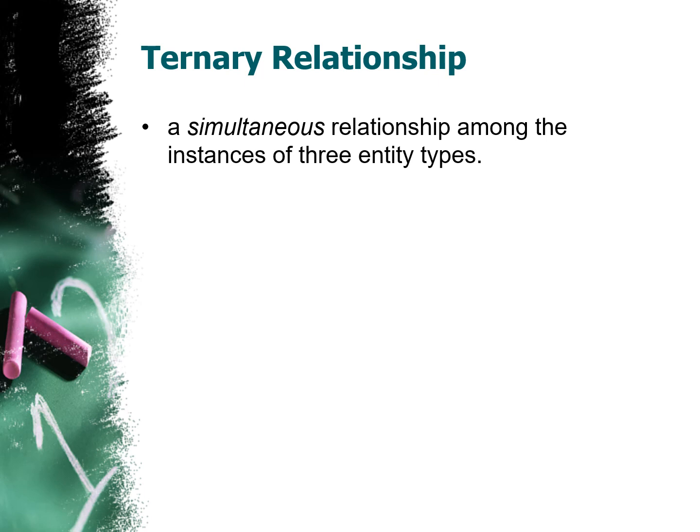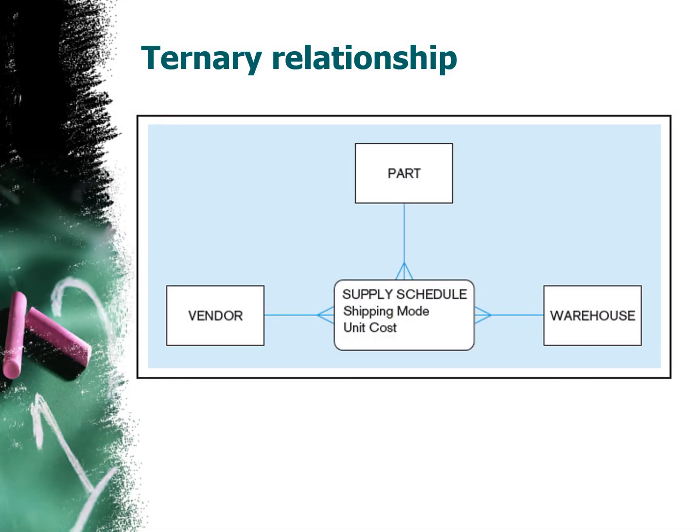Okay. Talking about the ternary relationship, this is the simultaneous relationship among the instances of three entity types. Here is an illustration of a ternary relationship. You must carefully evaluate ternary relationships so that it would not be very difficult for you to implement later on in your application as well as in your database.